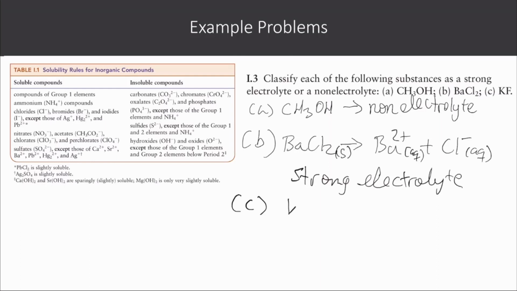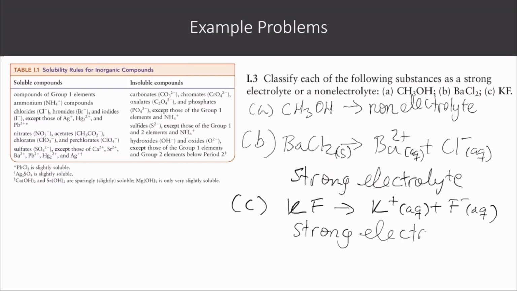Finally, we have potassium fluoride, and this should decompose into potassium ion and fluoride ion. When we look at the solubility rules, compounds of group 1 elements are soluble. Potassium is a group 1 element, so this compound of potassium fluoride must be soluble. So this is a strong electrolyte because it decomposes into ions that are able to conduct electricity.